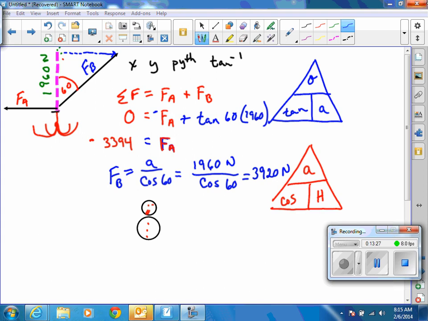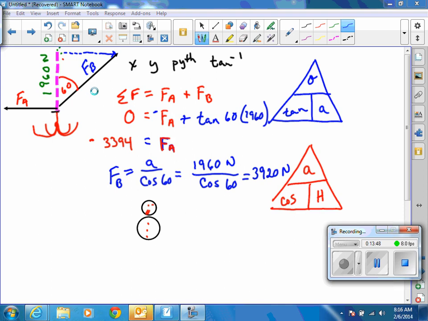Only in the x direction. So if I were to take FA's x direction and FB's x direction, they would add up to 0. Okay, good question. The question here was, is this equation with the cosine, is that y? No, actually I'm solving for the hypotenuse. I'm actually solving for that black line here.